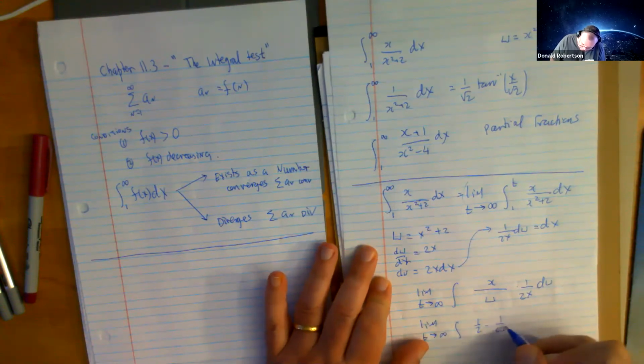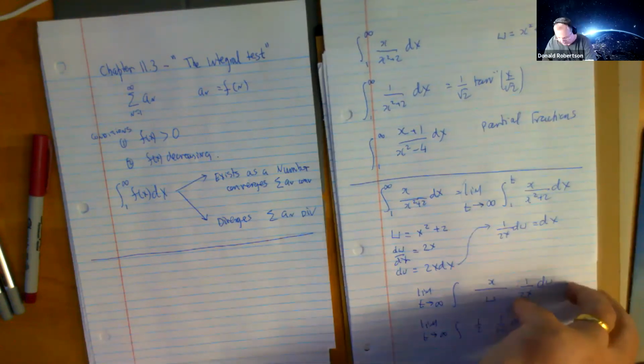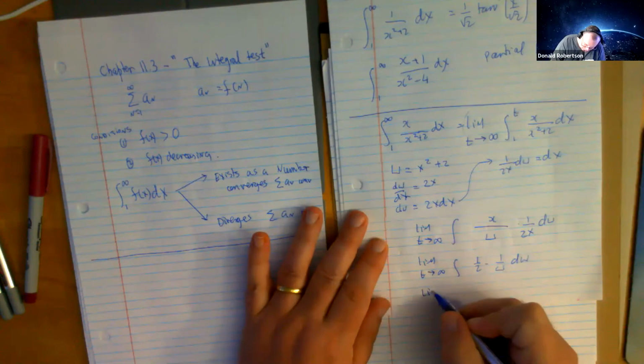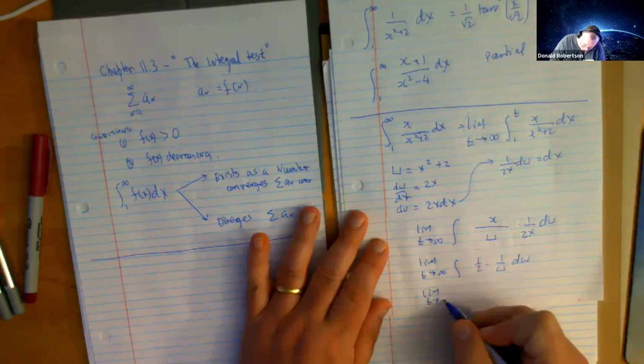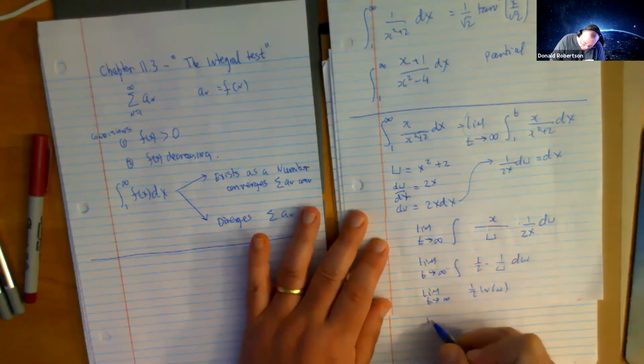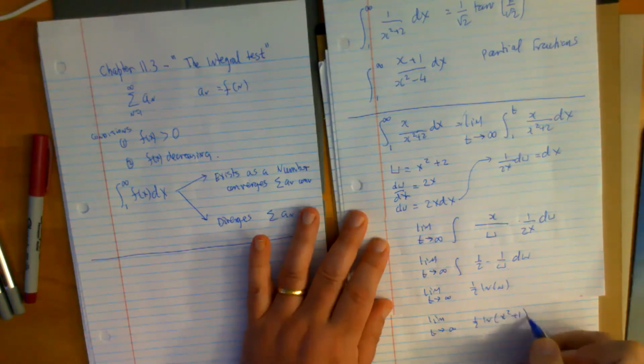1 over u du, which in turn, these are long questions, gives me that fella, which in turn gives me that fella.